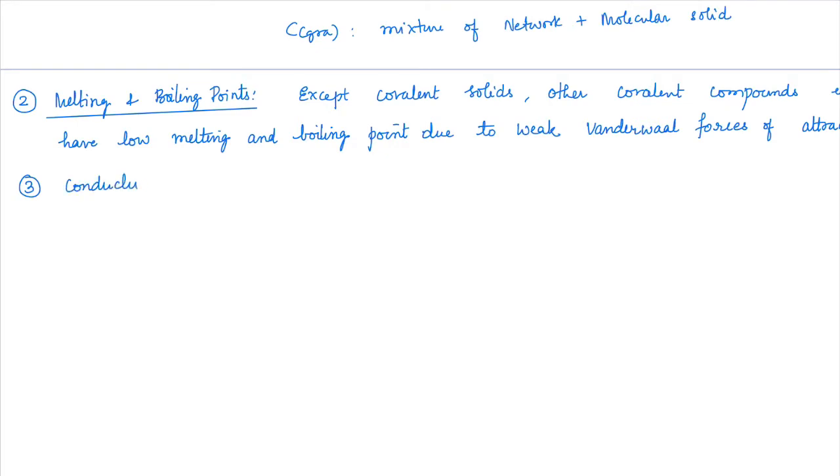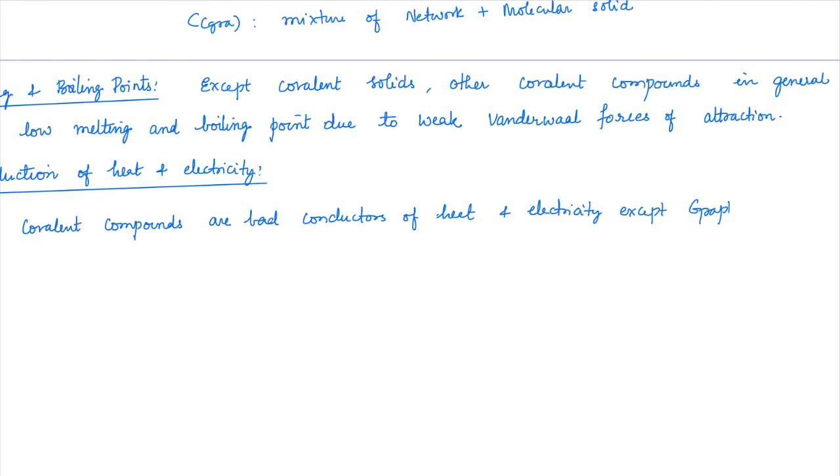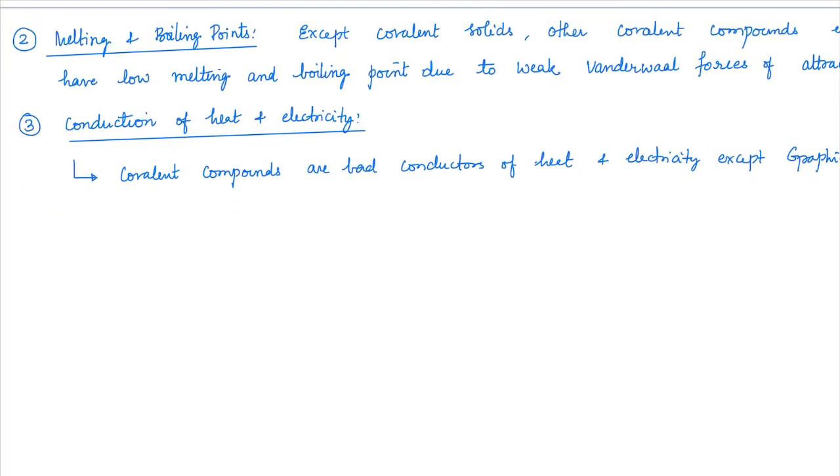Third, we'll see conduction of heat and electricity. In ionic compounds, we saw that in solid state they don't conduct, but in liquid, molten state, they are highly conducting. Unlike here, covalent compounds are bad conductors of heat and electricity, except graphite. Generally they are very bad conductors of electricity.